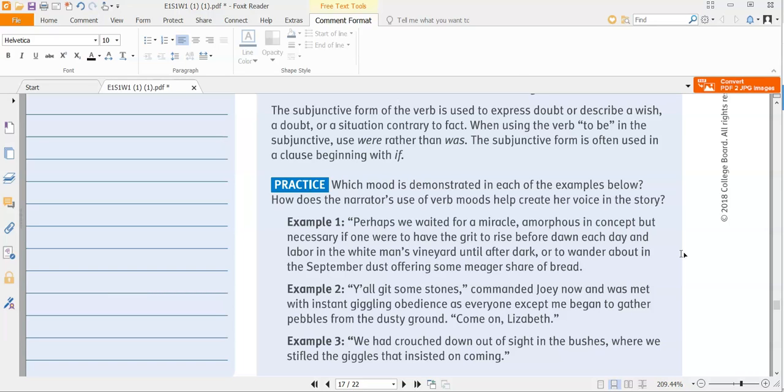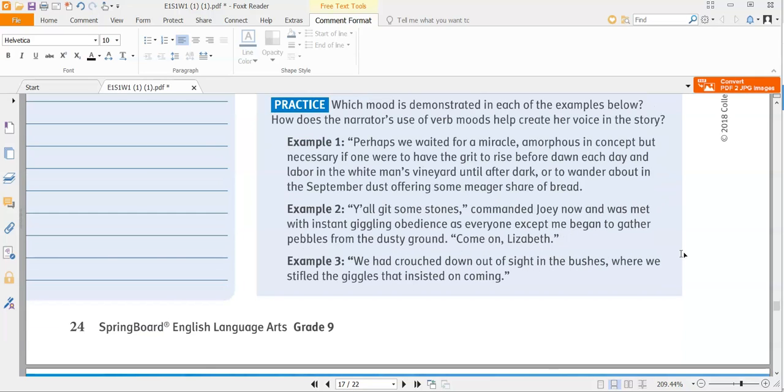Example 2 says, "Y'all get some stones," commanded Joey now, and was met with instant giggling obedience as everyone except me began to gather pebbles from the dusty ground. "Come on, Lisbeth." So in this case, we have the boy making a command, and we also have a description of things that actually did happen. So you have to look and figure out which one goes with command and which one goes with describing events.